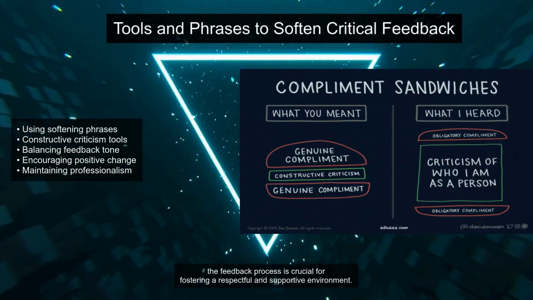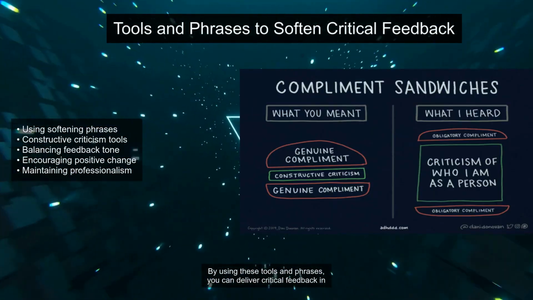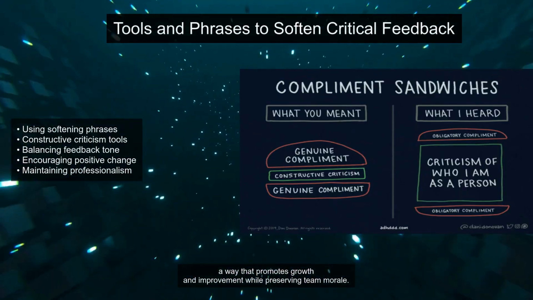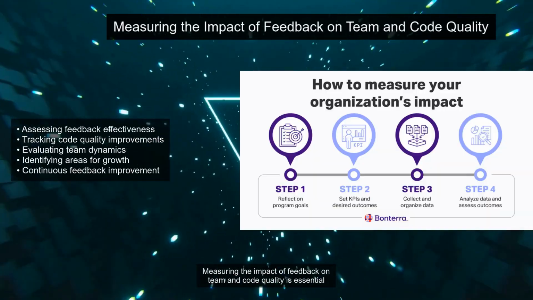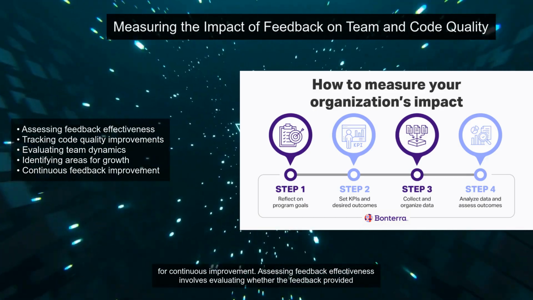Maintaining professionalism throughout the feedback process is crucial for fostering a respectful and supportive environment. By using these tools and phrases, you can deliver critical feedback in a way that promotes growth and improvement while preserving team morale. Measuring the impact of feedback on team and code quality is essential for continuous improvement.